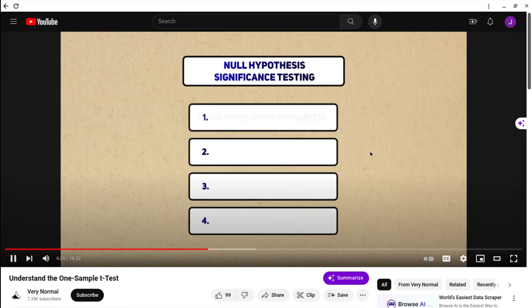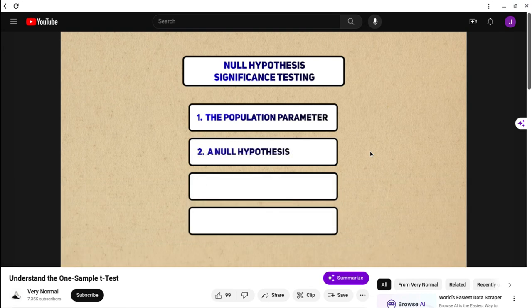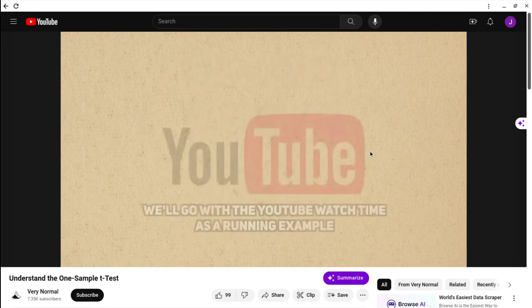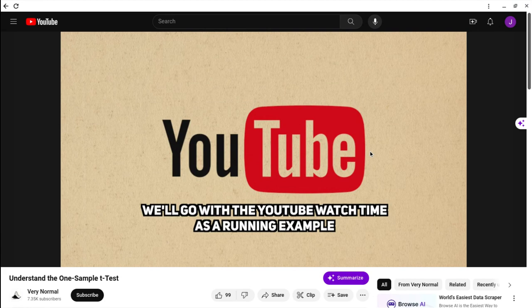Population parameter, null hypothesis, test statistic that comes from actual data, and the null distribution of the test statistic. We'll use a running example for this video.